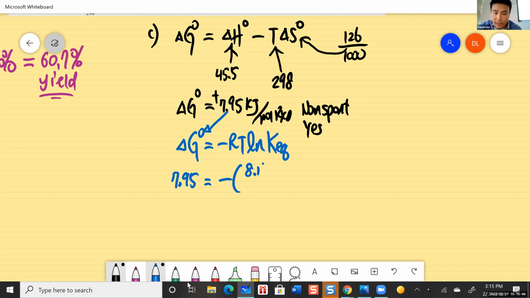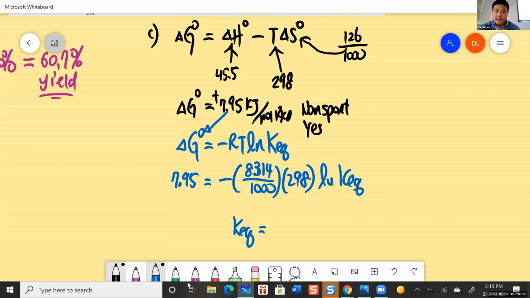So 8.314 has to be divided by 1,000. Don't forget that. And temperature is 298 and natural log of K. I want to solve for the equilibrium constant and prove that it is indeed less than 1. So again, your R is in joules. Because I'm using kilojoules, I divided R by 1,000, so it's 8.314 divided by 1,000. So I got e to the negative 3.2, which is indeed less than 1. Okay, so that's my proof.